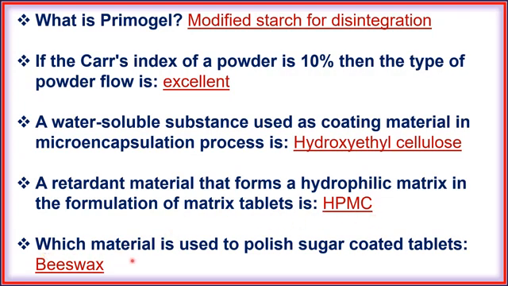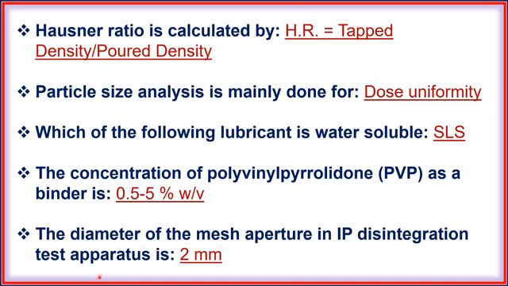Next, which material is used to polish sugar-coated tablet? Beeswax. Next, Hausner ratio is calculated by HR equal to tap density by bulk density. Next, particle size analysis is mainly done for dose uniformity. Next, which of the following lubricant is water soluble? SLS.